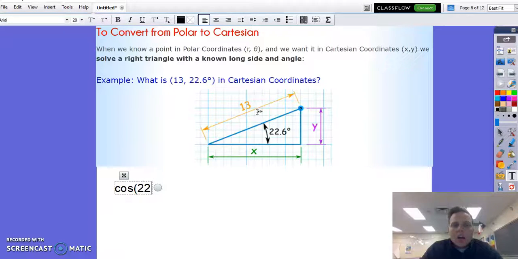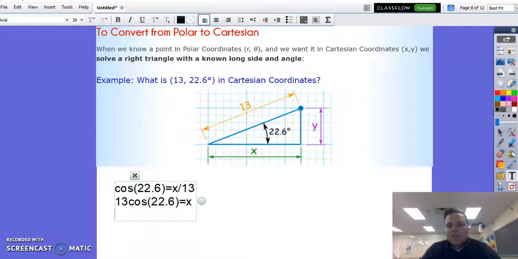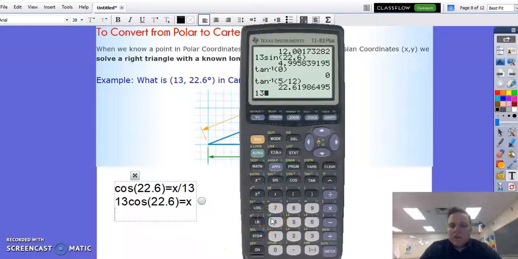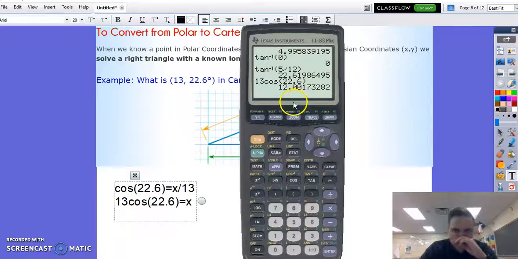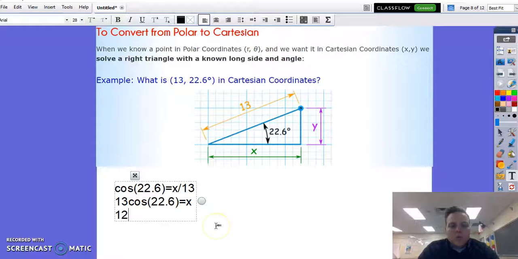Oh, that's right. Cosine would work with this. I could say cosine of an angle is equal to adjacent divided by hypotenuse, so x divided by 13. And then you just solve for x by multiplying both sides by 13. And then I can just grab my handy dandy calculator and type that in. 13 cosine of 22.6, close my parentheses, press enter, and I get 12 point some. We're going to round that to 12 for now. So then we see that x is approximately 12.